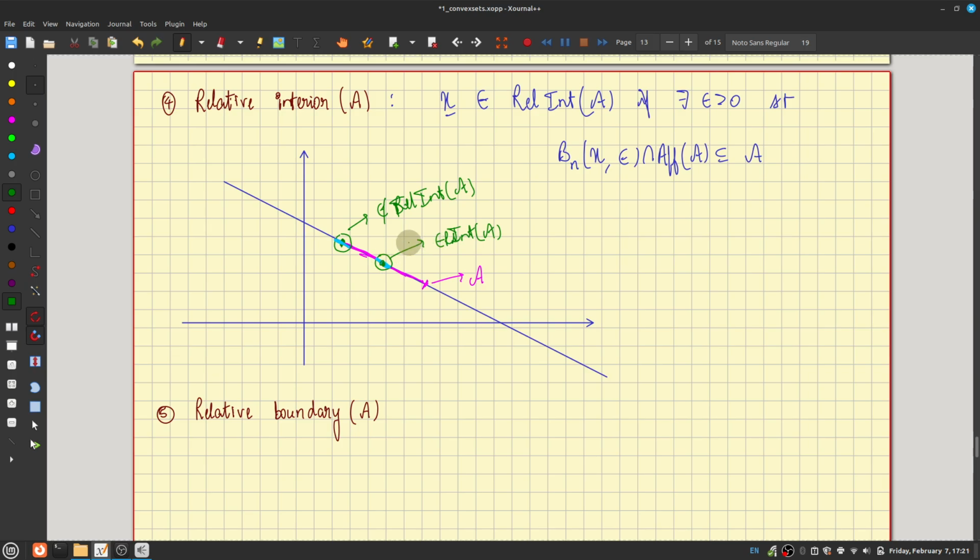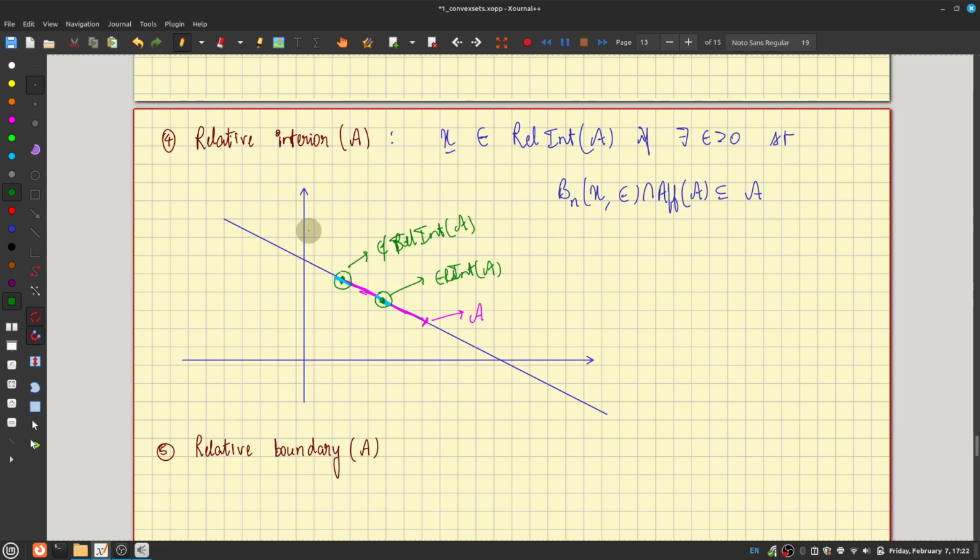Correct. So it is another line segment, right? Because part of that line segment goes outside A, right? Only one half of the blue line segment is within A, and one half of that line segment is outside A. Correct? Question?